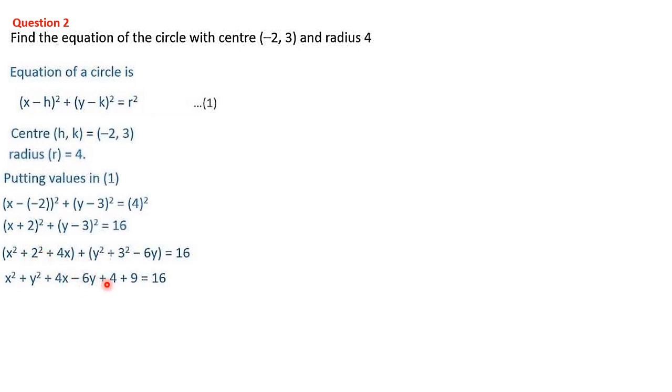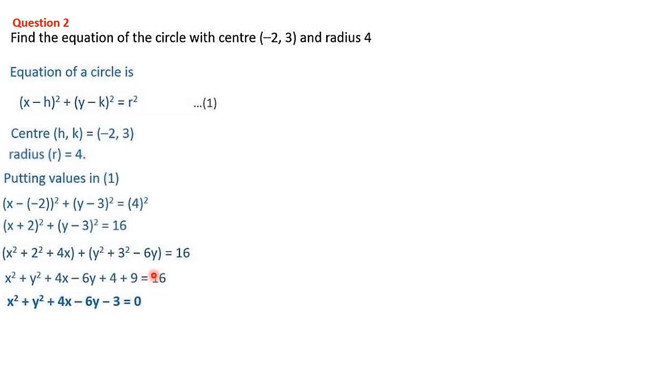Here 2 square is 4, 3 square is 9. Arrangement is you have to arrange it in a logical sense. Then x square plus y square plus 4x minus 6y. You can see here 4 plus 9. 4 plus 9 is 13.